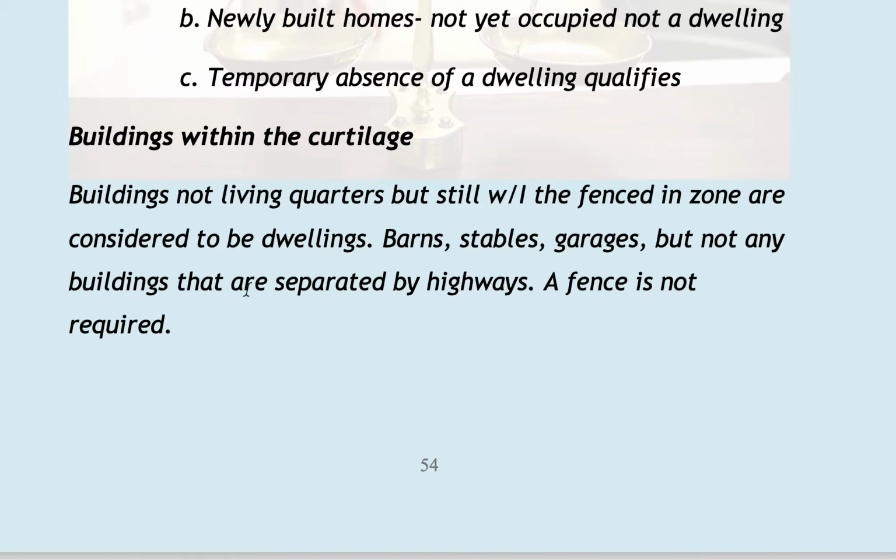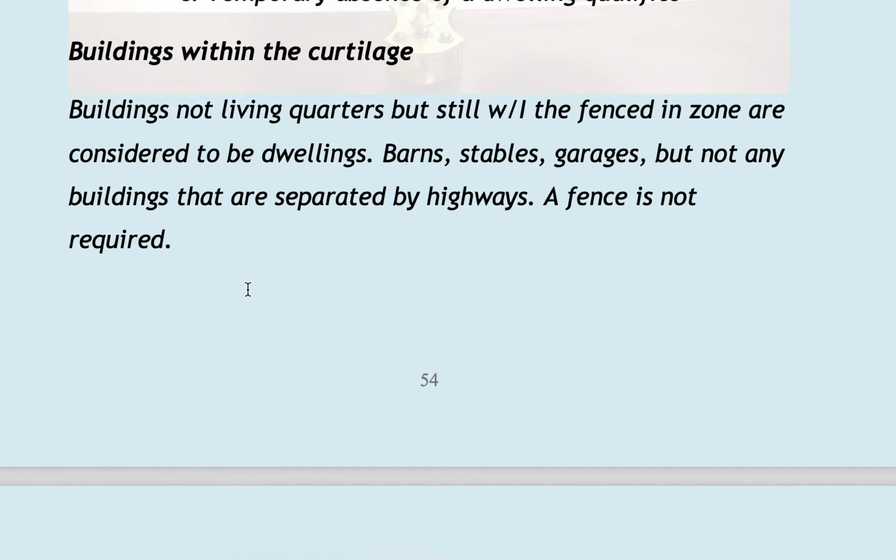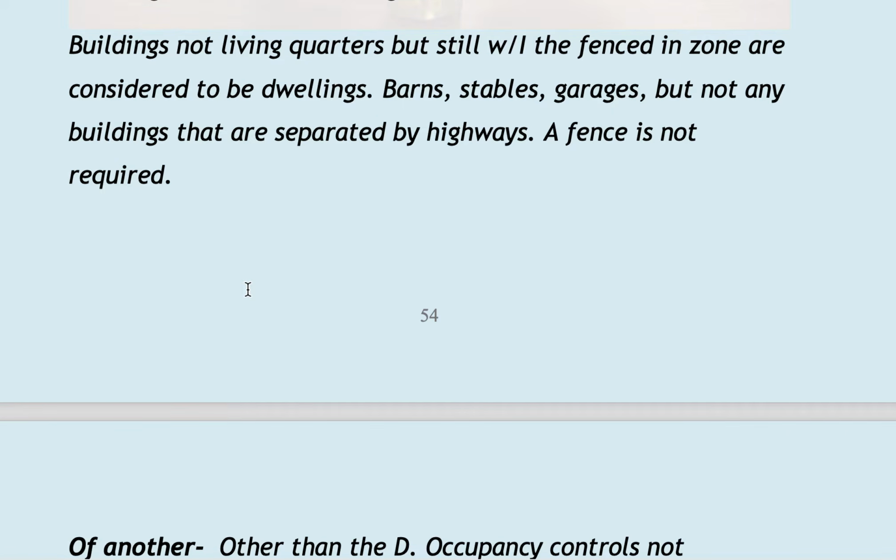Buildings within the curtilage: buildings that are not living quarters, but are still within the fenced-in zone, are considered to be dwellings. Barns, stables, garages, but not any buildings that are separated by highways. So if you had a big farm and a building across the highway, that would not count. A fence is not required.